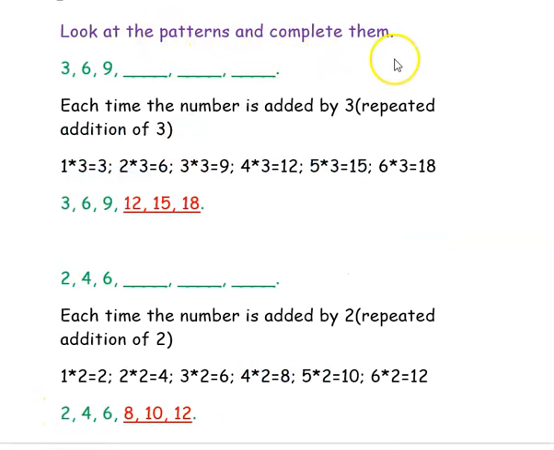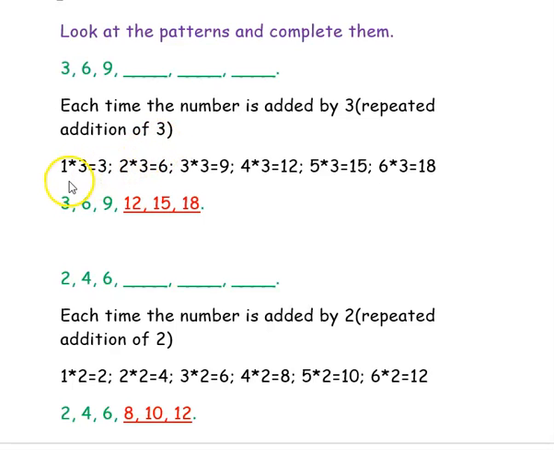Look at the patterns and complete them. This is our next question. The pattern given is 3, 6, 9, dash, dash, dash. You have to fill in the dashes. If you see here, 3, 6, 9, each time the number is increased by 3. 3 added to 3 gives 6, then 6 added to 3 gives 9. So 3 is added each time, which is a repeated addition of 3.